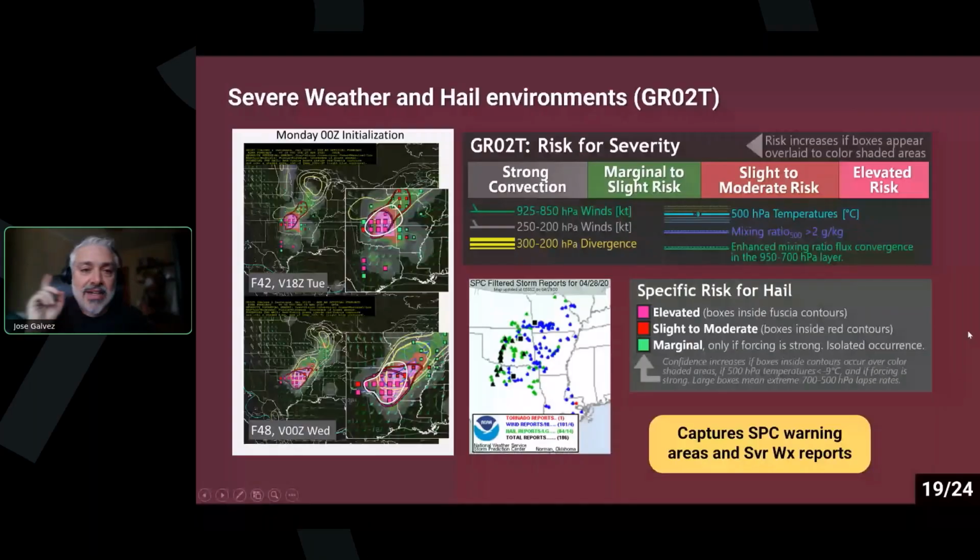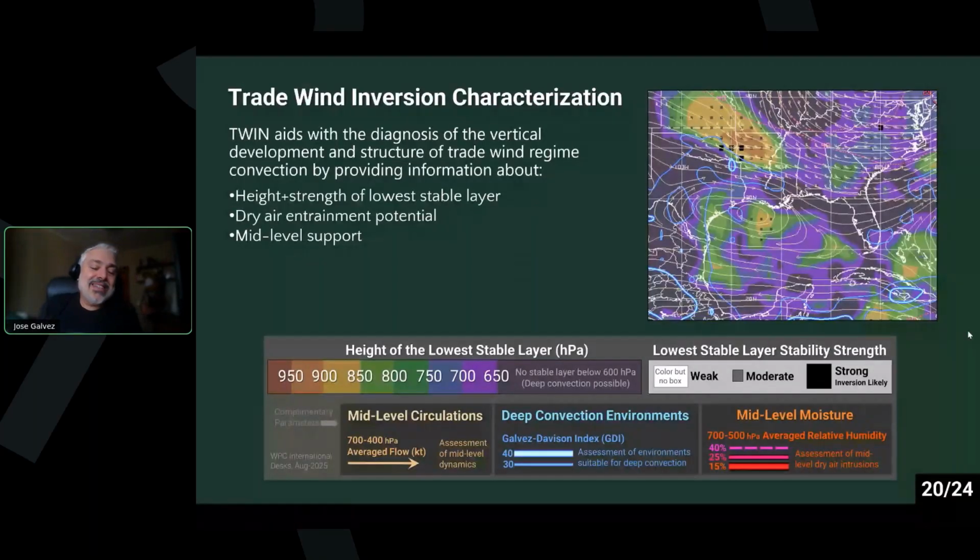Okay, now another algorithm, and we have two more. I'm running out of time. I still have 6 minutes. So this is the trade wind inversion characterization algorithm. Some of you might know this algorithm, and what it does is help you find where the base of the trade wind temperature inversion is, or where the lowest stable layer is present. We also added a couple of fields to understand where you might have a higher chance of dry air entrainment into your marine layer, and where the mid-level ridges and troughs are, which speak about the mid-level support.